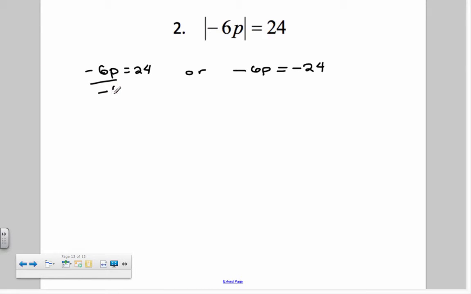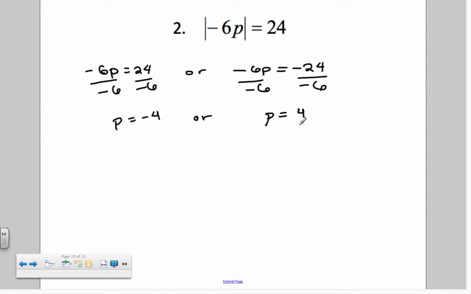Divide by negative 6, divide by negative 6, and here I get p equals negative 4. Or here I divide by negative 6, I divide by negative 6, p equals positive 4.